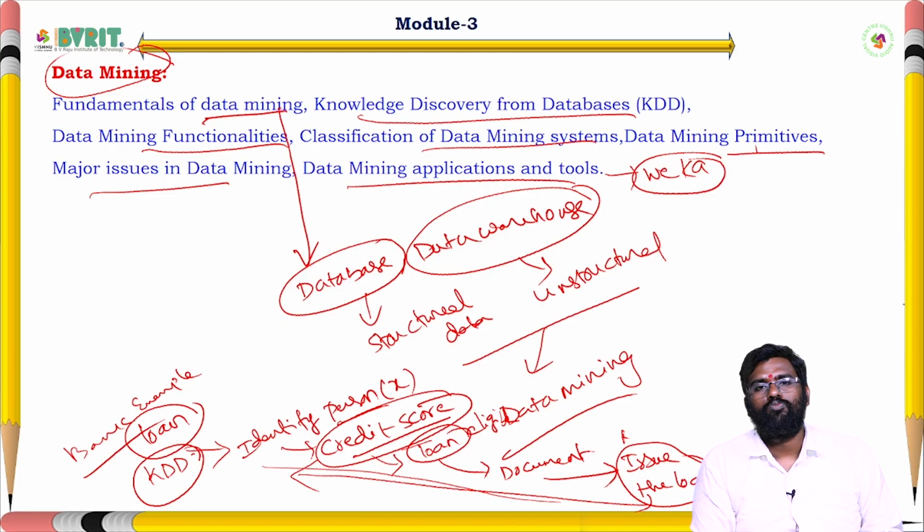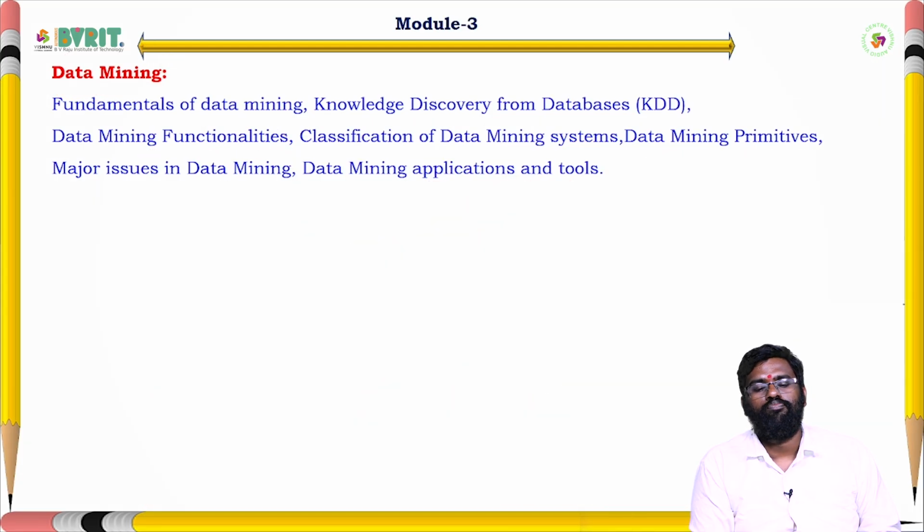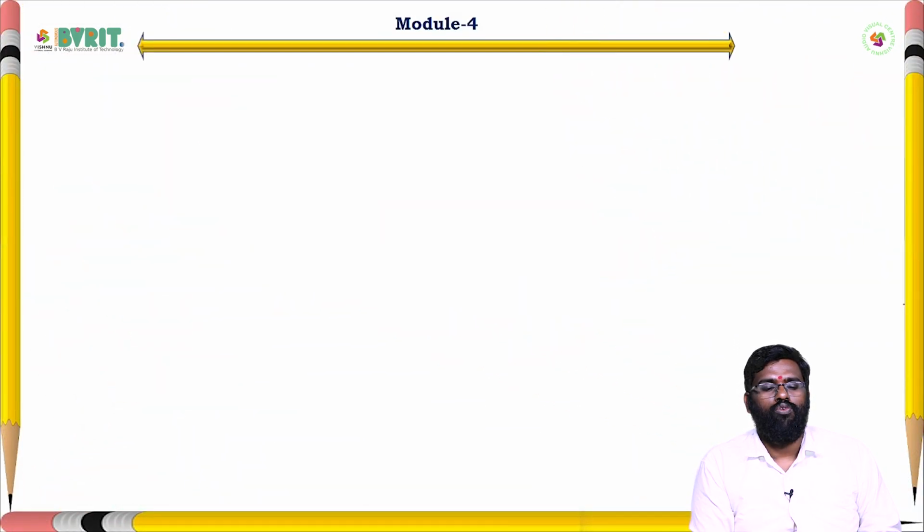So finally, this is about module 3. The course outcome for this is to extract different types of data and classify them, so that the different types of mining systems can be found and finalized. That is about module 3. And now, coming to module 4.